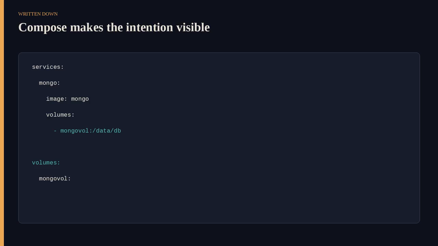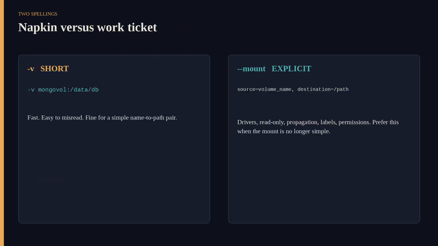Compose does not change the physics. It changes the odds that the physics will be applied on the next deploy. The volume still outlives a container. The file just makes that intention visible. Two spellings, one job, different tempers. -v is concise. It is appropriate for basic named volume or bind mount usage. Mongo vol, /data/db. Fast to type, easy to misread. The order of fields is a folklore you have to remember.